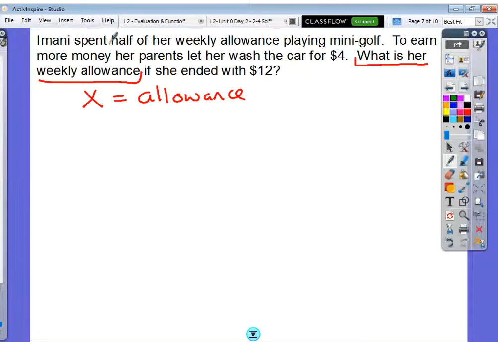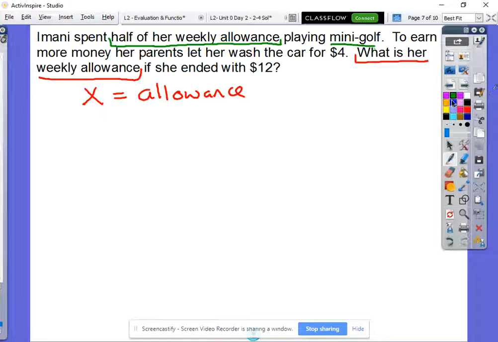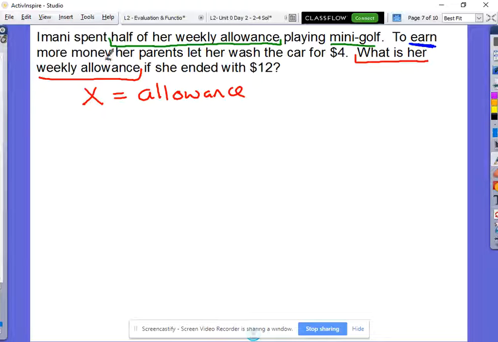Imani spent half of her weekly allowance, all right, playing mini golf, okay? Then she earned more money. That's an important word right there. Earning more money. She's earning money, right? So she's earning money, and she did that by washing the car for $4. Okay? And then last but not least, she's ending the week with $12.